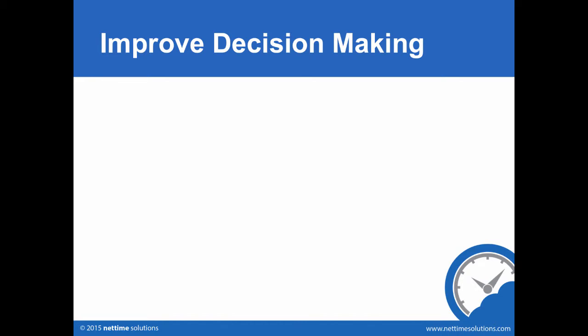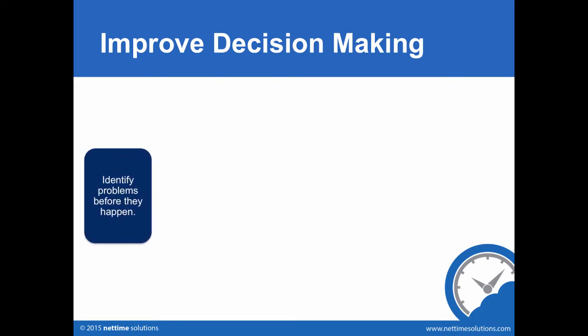So let's look at 5 ways time and attendance software can help you make better decisions. The first is to identify problems before they happen. I'm not saying that big downturns can't suddenly occur. I mean, life happens. But when employees use an automated time and attendance system, you can run easy-to-read reports and proactively monitor employee time monthly, weekly, daily, even hourly if you want, because the data is collected in real time.